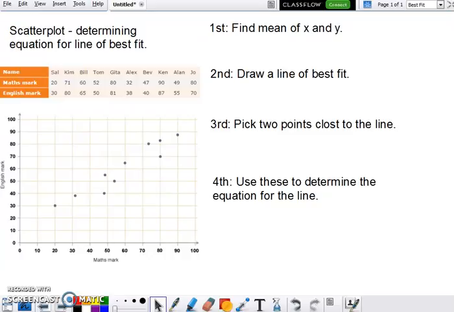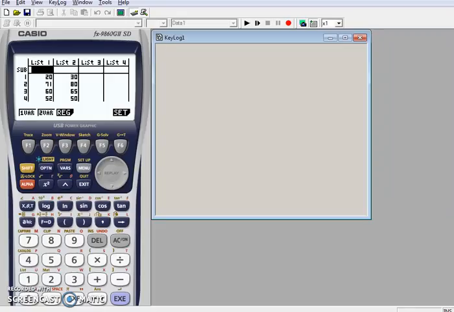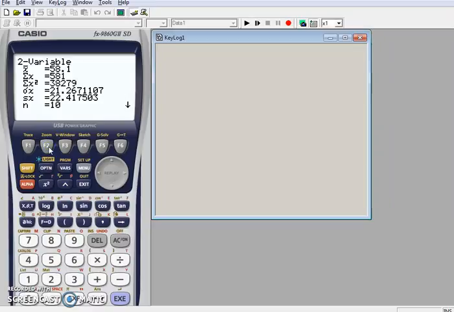You could, in a pinch, add all of these numbers together and divide by how many there are, and that will give you the mean of x. Add them all together, divide by how many there are, that will give you the mean of y. Fortunately, your calculator does it for you. So go to your calculator, go calc, then go 2 bar, it will give you x mean, and it will give you y mean.